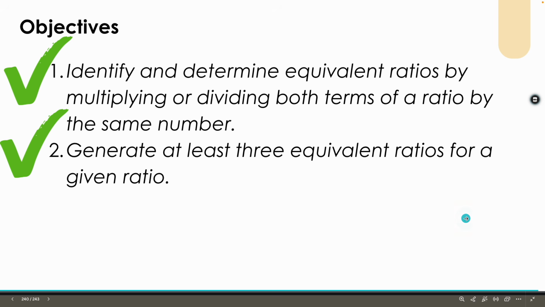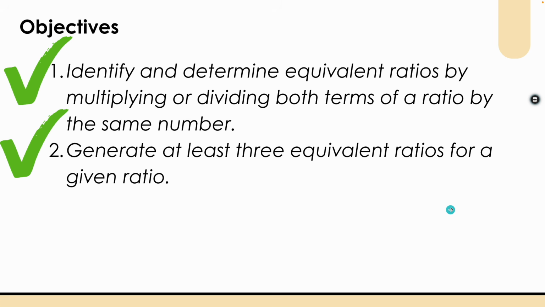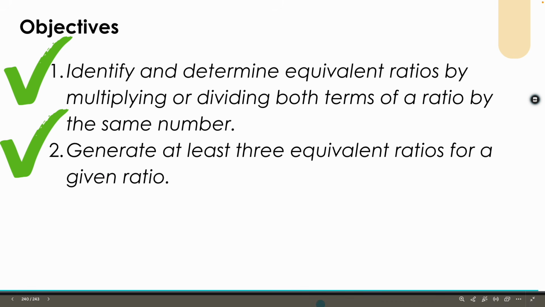Good job, learners. Let's see if we were able to attain our objectives for today. So yes, we did identify and determine equivalent ratios by multiplying or dividing both terms. And also, we generated at least 3 equivalent ratios for a given ratio.